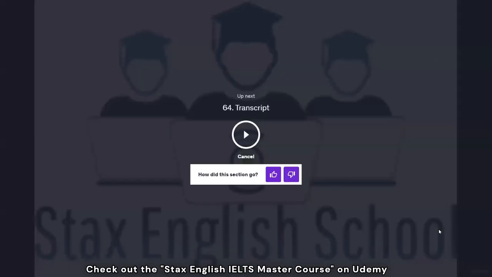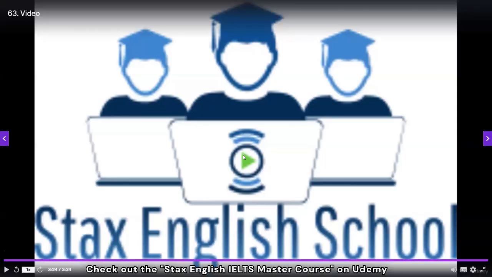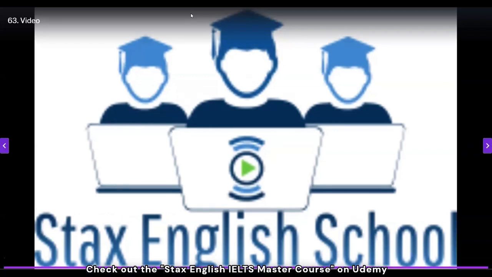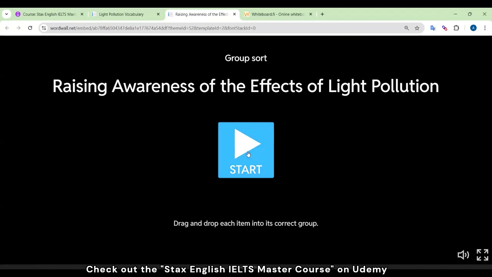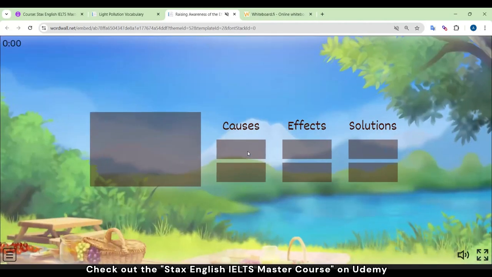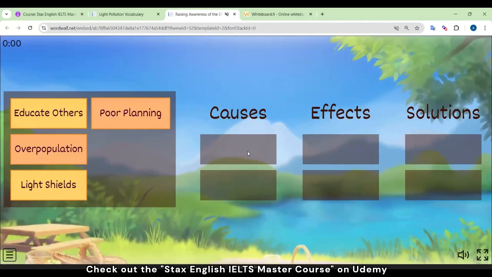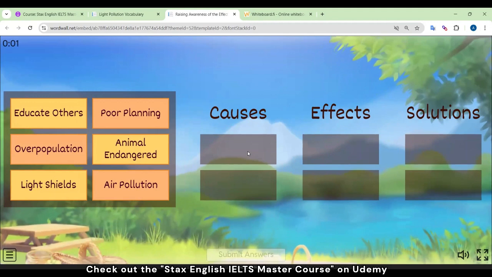Okay, so what we're going to do now is just close that down. We're going to look at a basic simple game where we're going to put the causes, effects and solutions into the right category. So we've got educate others, poor planning, overpopulation, animal endangered, light shields, and air pollution.